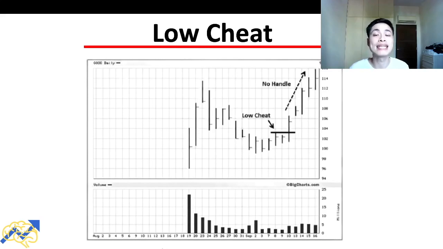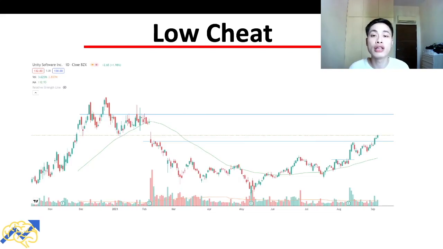The reason why prices can move very fast after coming out of these setups is that these setups are at the line of least resistance. This is where the supply of the stock is very little, and just a bit of demand can push prices up very quickly. And that is why we want to identify these kinds of setups in a base pattern. Now let's take a look at another example of a low cheat setup.